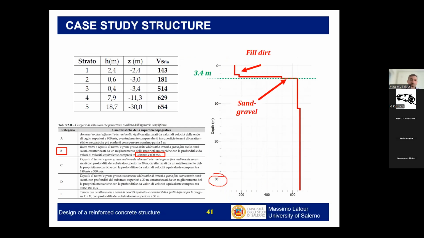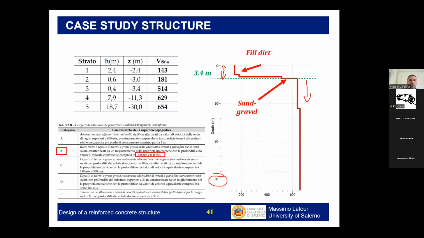This investigation is confirming basically, in terms of soil typology, what we have observed before. So we have a layer of fill dirt for the first 3 to 5 meters, as we will see also in the next slide. And then we have a soil which is of better quality.